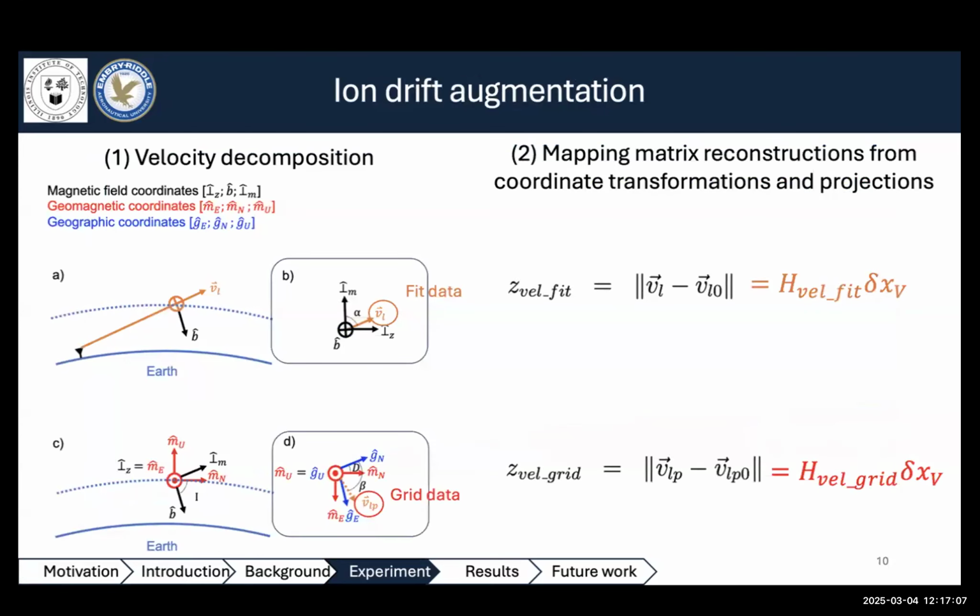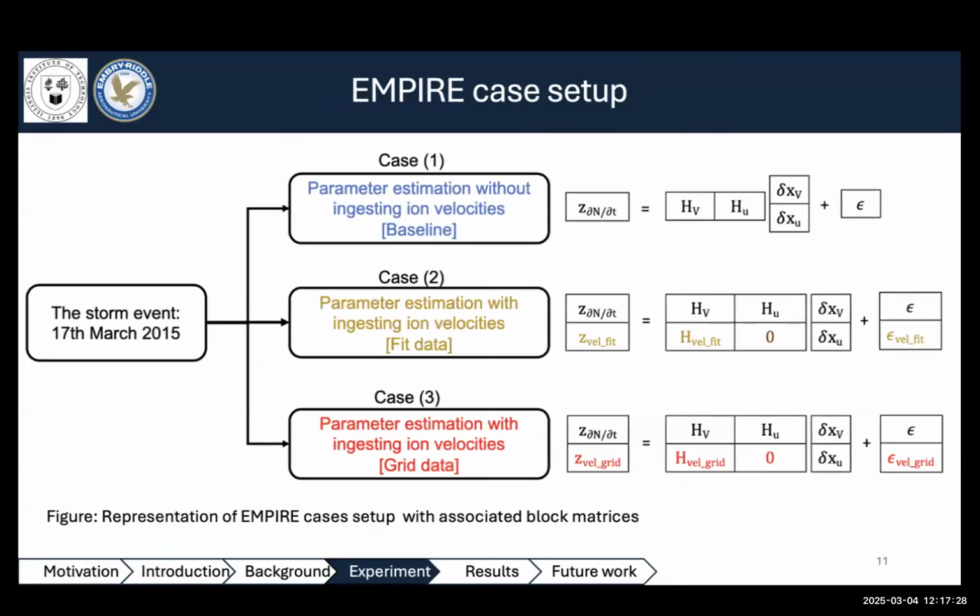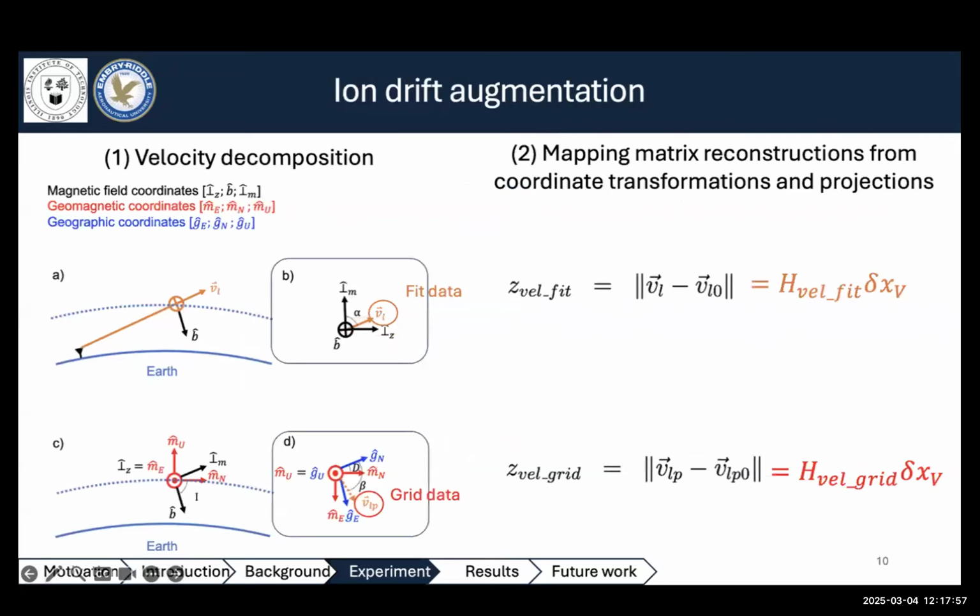So adapting to the radar measurement property, new observation matrices are constructed for different experimental cases. Sorry, I think I jumped one slide. So the first case is the baseline setup, which is the parameter estimation without ingesting the ion velocities. The second case is augmenting the fit SuperDARN data. And the third case is augmenting the grid SuperDARN data. Each of the mapping matrices will be reconstructed based on the radar properties.